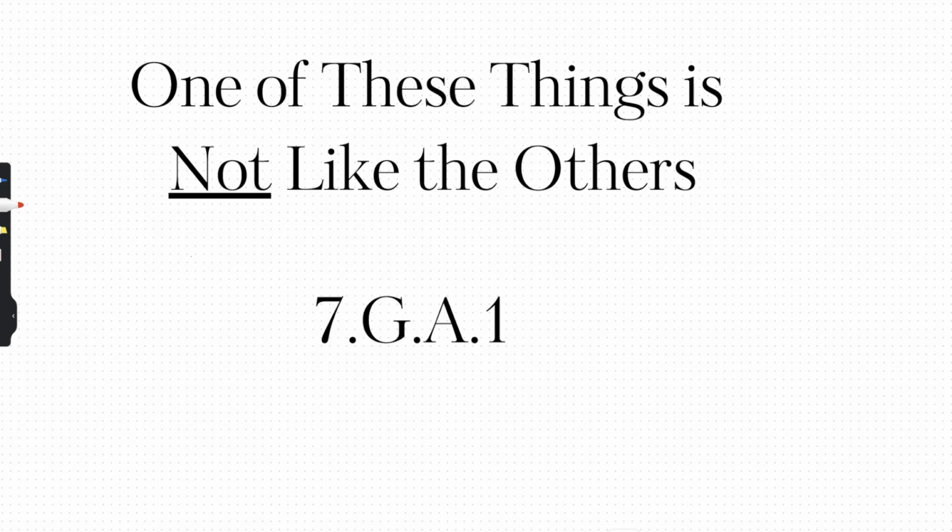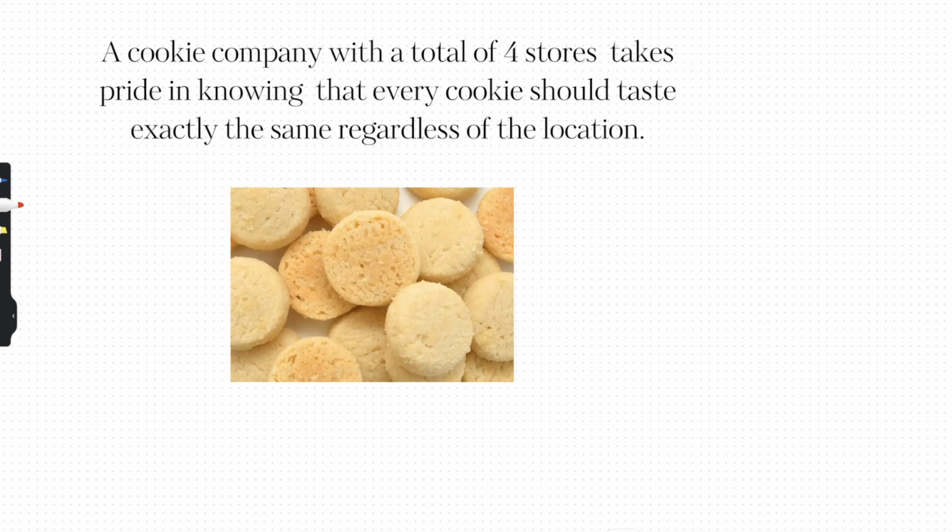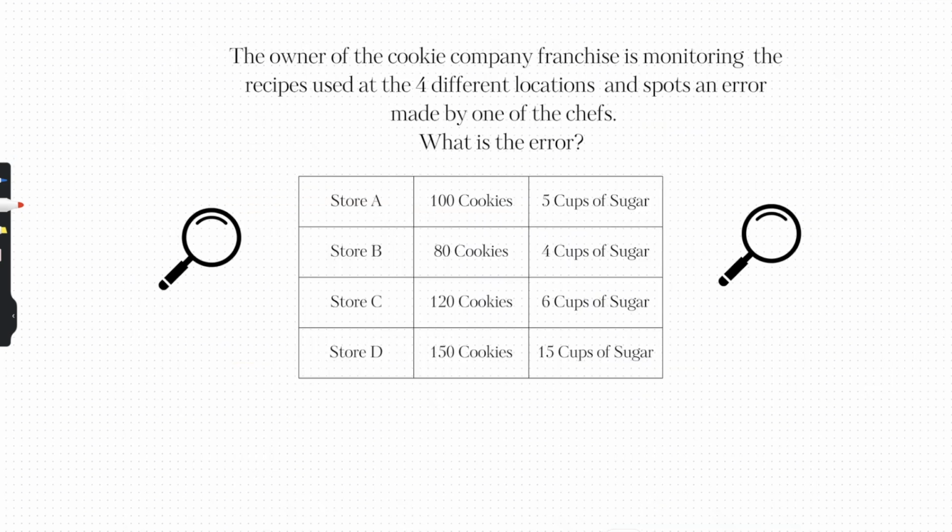The name of this video is One of These Things is Not Like the Others. Alright, so here's our scenario. It says a cookie company with a total of 4 stores takes pride in knowing that every cookie should taste exactly the same regardless of the location. The owner of the cookie company franchise is monitoring the recipes used at the 4 different locations and spots an error made by one of the chefs. So what is the error?